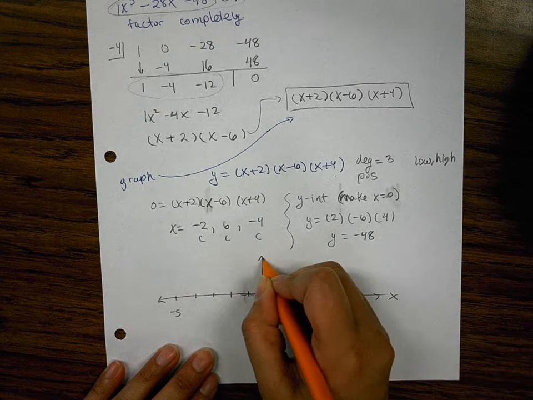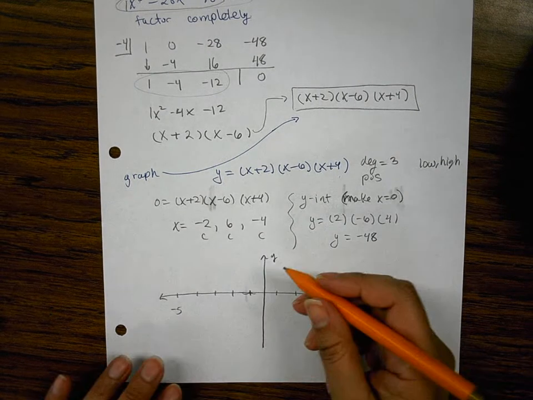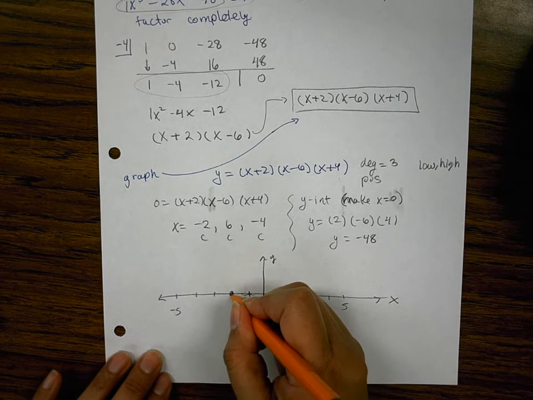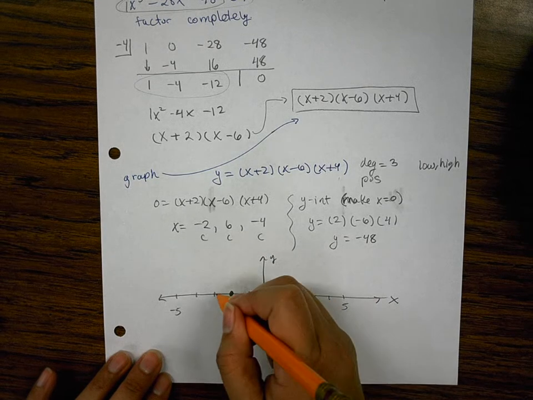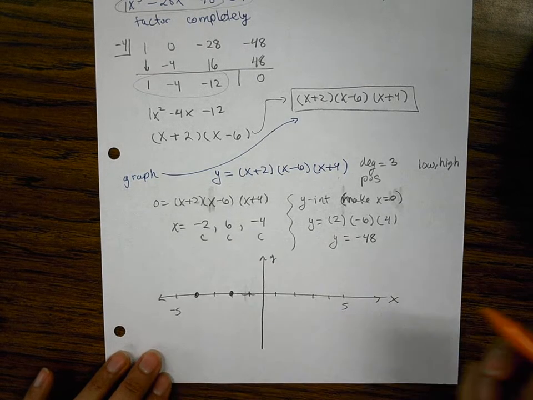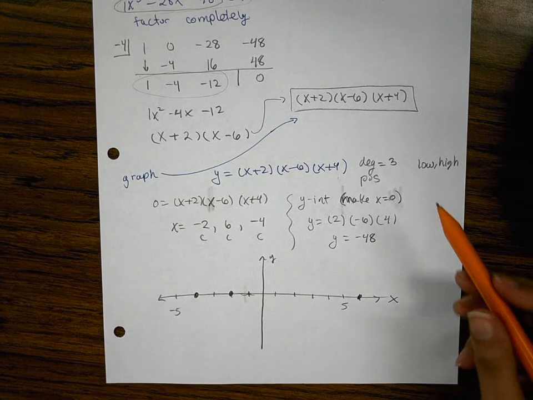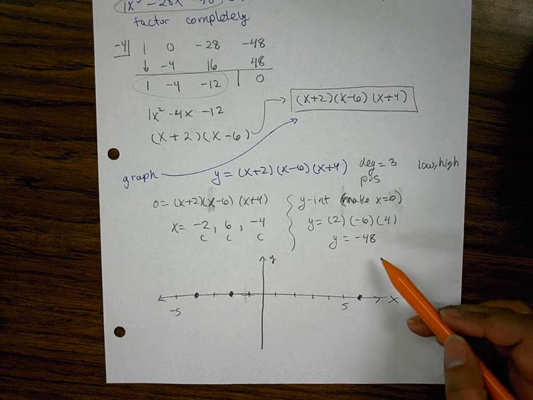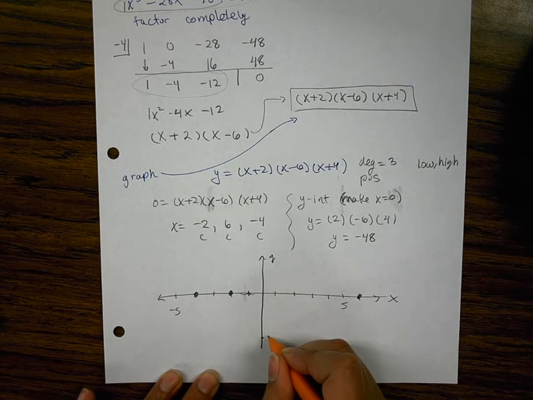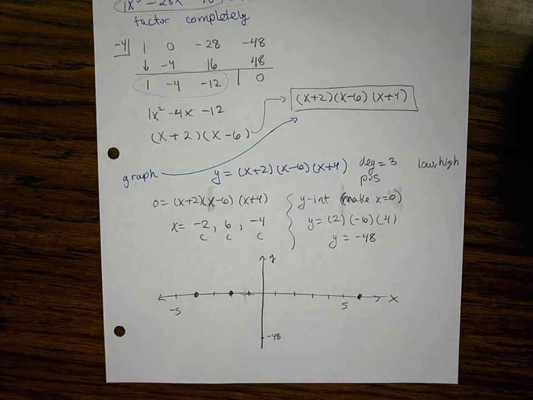All right, so I know I have an x-intercept at -2. I know I have one at -4, 2, 3, 4, at +6. And I know I'm going to start low, end high, and I have a y-intercept at -48. I'm just going to put a tick mark there, -48.